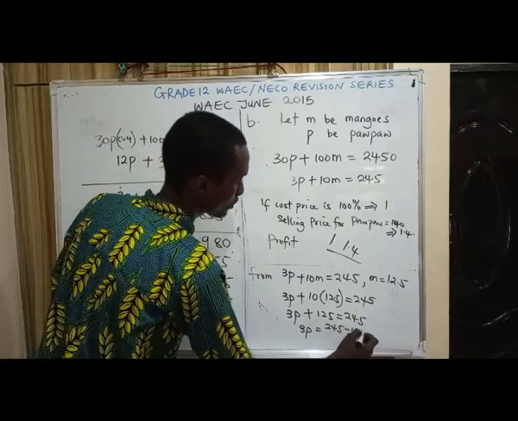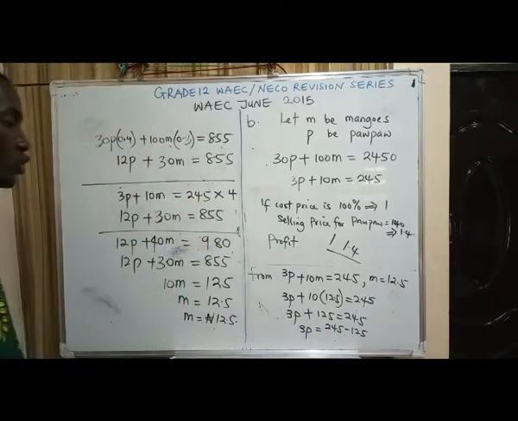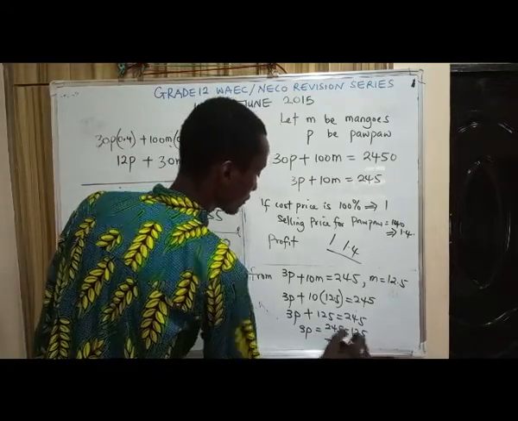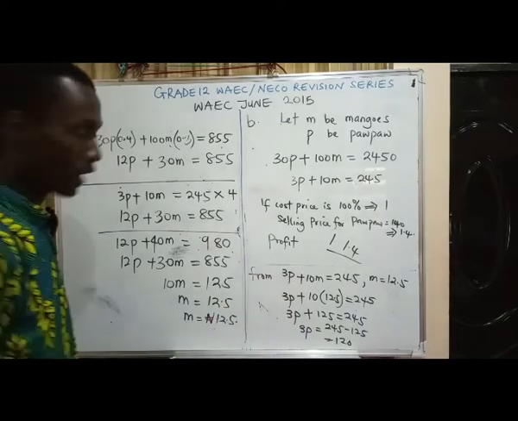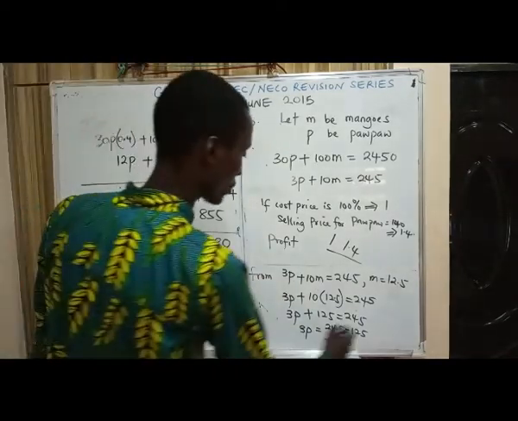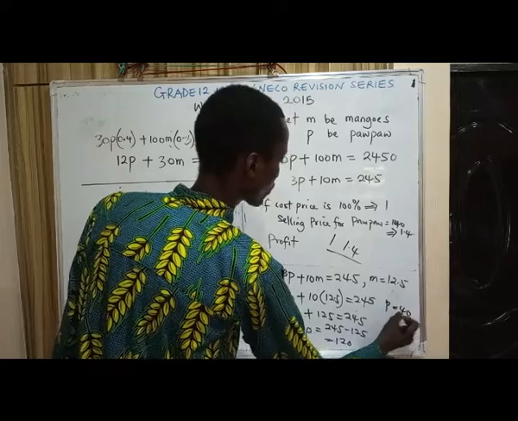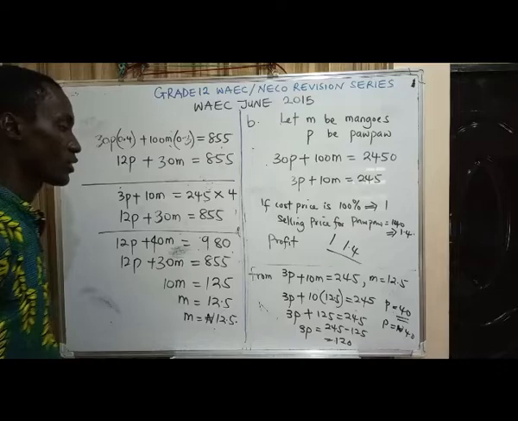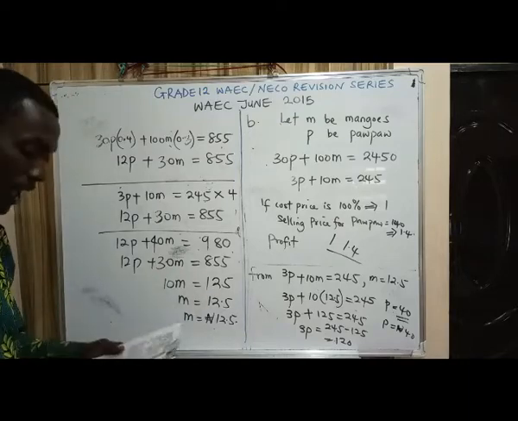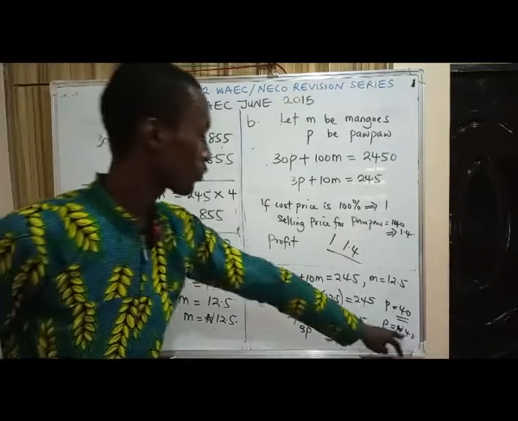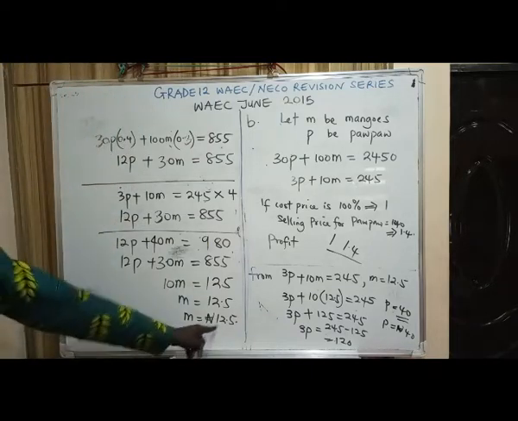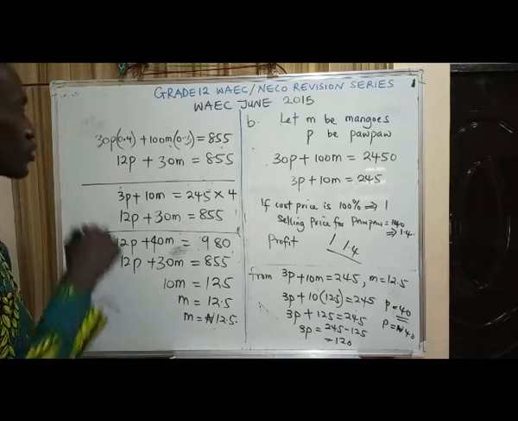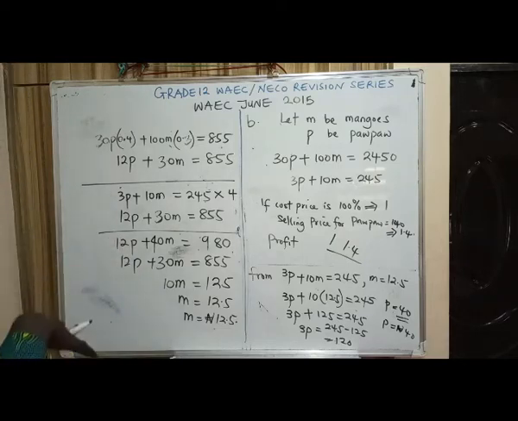245 minus 125. What is 245 minus 125? That will simply be 120. So by way of calculation, we can now obtain that p will be 40. So p will be 40 naira. So it means that the cost price of pawpaw will be 40 naira, and the cost price of mangoes will be 12 naira 50 kobo. Now the question goes ahead to treat a very essential part, which we'll handle right now.